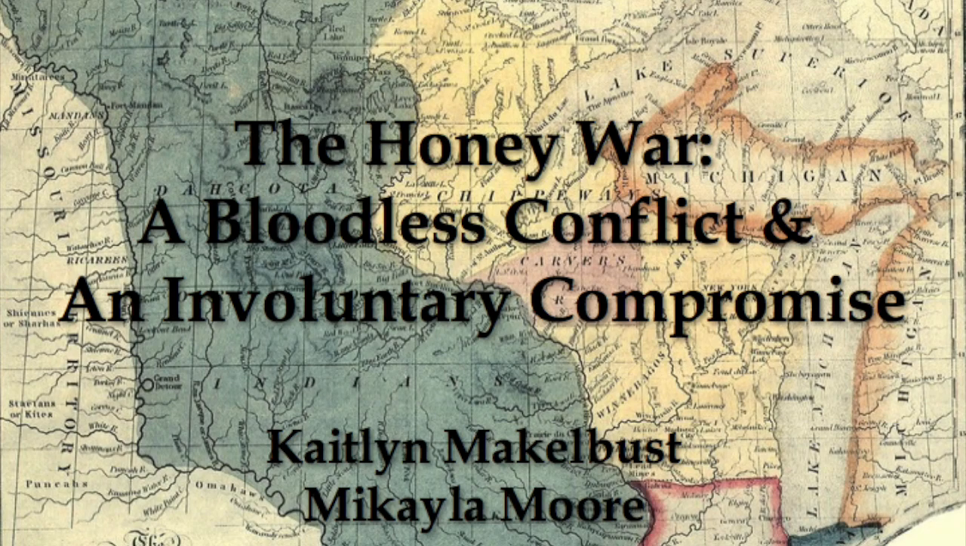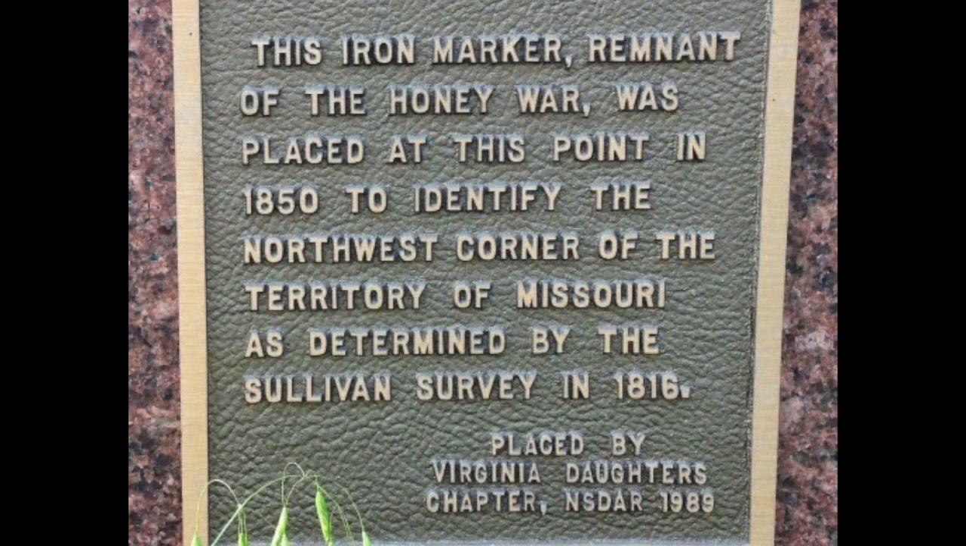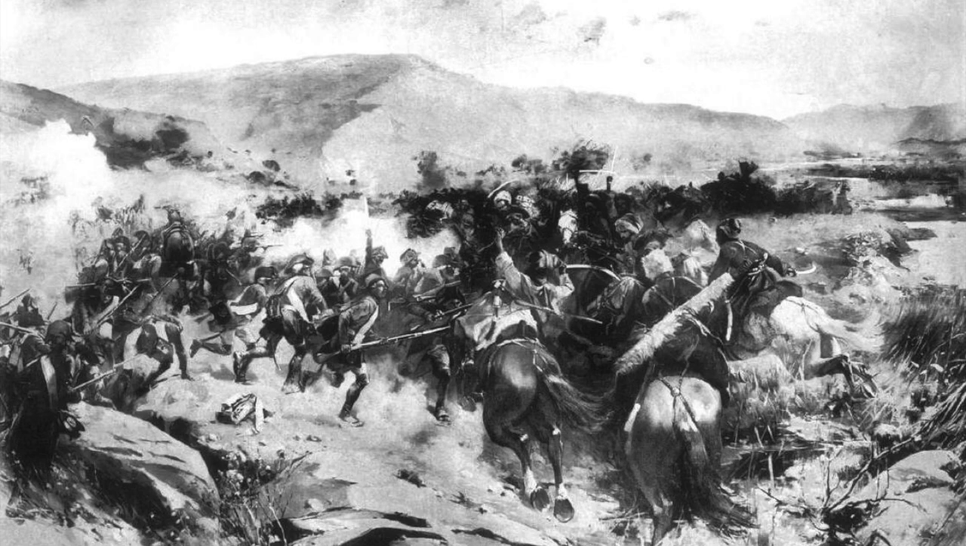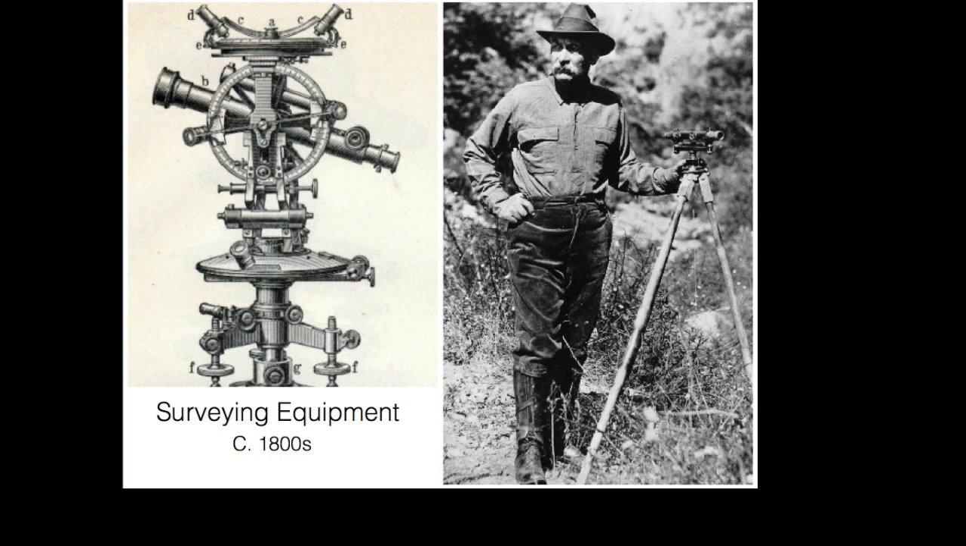The Honey War: a bloodless conflict and an involuntary compromise. The so-called Honey War was a conflict over the shared border of the state of Missouri and the Iowa Territory, nearly causing a minor civil war in the early 1800s. Because of a surveying mistake in 1816, there was a disagreement as to where the border was.